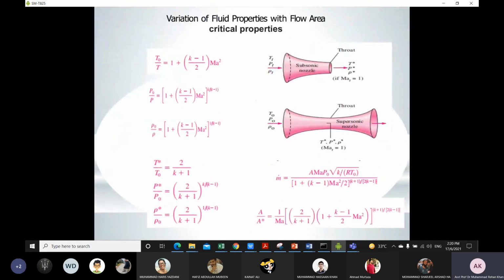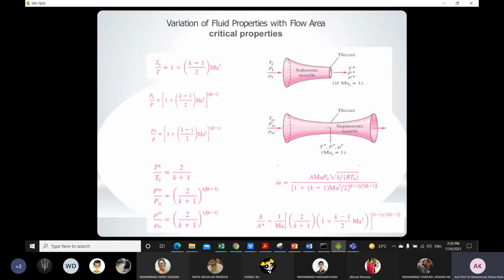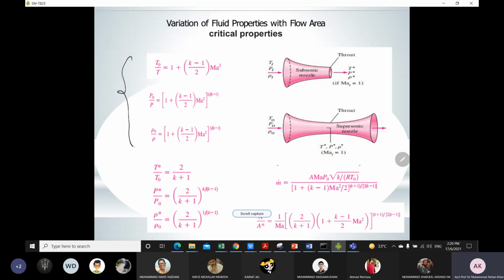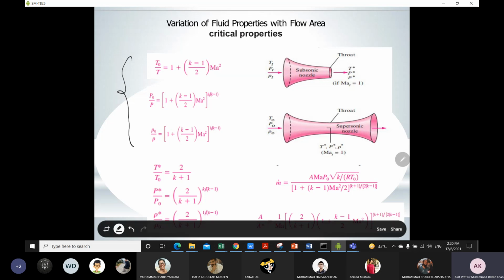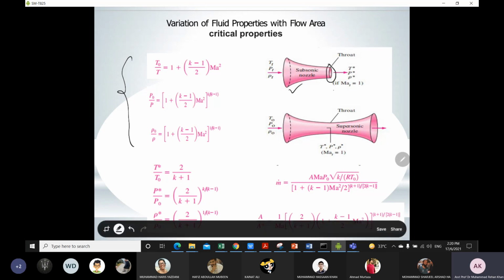Okay, so now coming towards some other important parameters related to the variation of fluid properties with the flow area. So we already developed some equations for the stagnation properties. So these equations we have already developed. Okay, so now the important thing is: what are the critical properties? Basically, critical properties are the properties when your Mach number is equal to 1. And mostly Mach number is equal to 1 at the throat area. For example, take the nozzle. In the nozzle, the throat is this area, and at this point your Mach number is equal to 1.